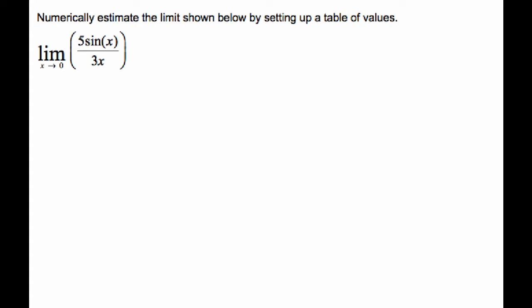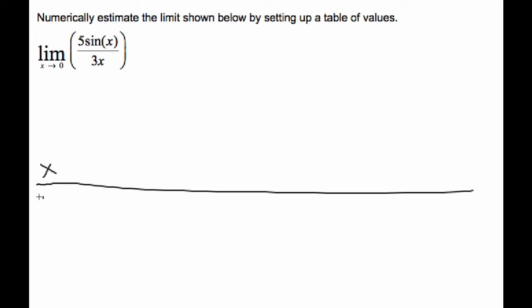Let's numerically estimate the limit shown below by setting up a table of values. It's the limit as x approaches 0 of 5 sine x over 3x. Make sure your calculator is in radian mode and that the settings are such that you can enter values in the input or x column on the table feature. So what I'm going to do is set up a table. I'm going to allow my inputs to be x and my outputs to be f of x.